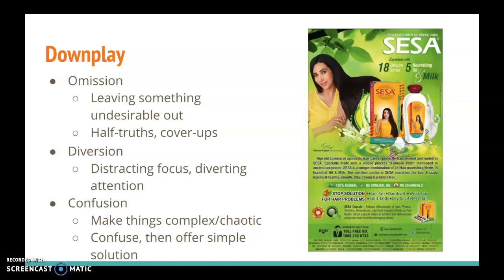Ayurvedic hair is perfectly transformed and rooted in Sesa, specially made with a unique process, Kurshpak Vidi, mentioned in ancient scriptures. Sesa is a unique combination of 18 hair-nourishing herbs, 5 essential oils, and milks. The nourative combo in Sesa nourishes the hair and scalp, leaving it healthy, smooth, silky, strong, and problem-free.